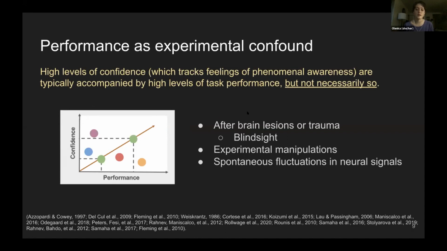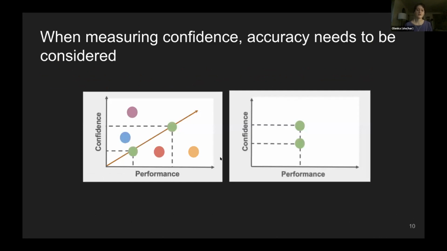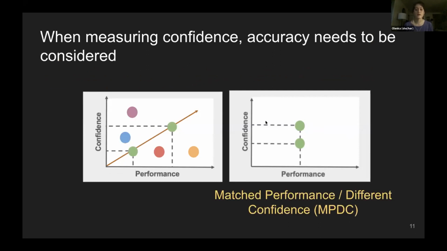So in different experimental manipulations, or because of brain trauma, or even because of just spontaneous fluctuations in neural signals, there can be a dissociation between performance and confidence. And I didn't say, but confidence here we're using to just track the general level of awareness of our subjects. Okay, so what do we do? When looking into metacognition and consciousness, we need to consider matching the accuracy across our conditions while leaving the confidence different. And we call this matching performance, different confidence, or MPDC for short.